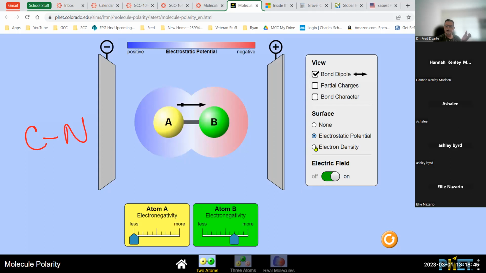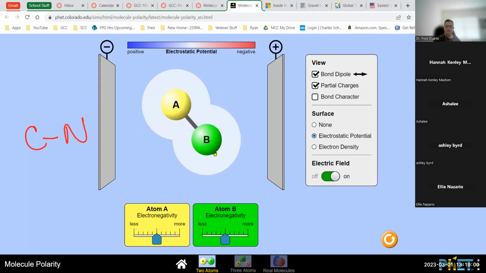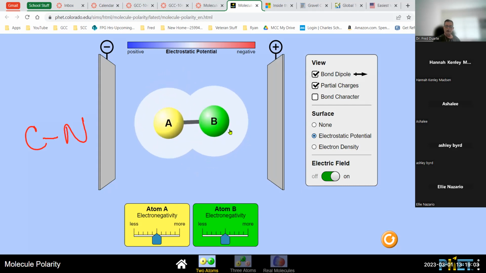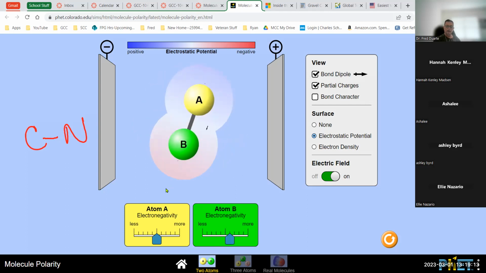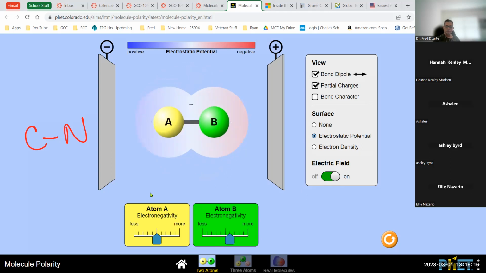Here's the partial charges, okay? So if the electronegativity is the same, the bond character becomes nonpolar. The moment I change the electronegativity of one atom just a little bit, now it becomes a polar bond. And notice that even though it's a very small difference, it's sufficient to give me a partial positive and a partial negative.